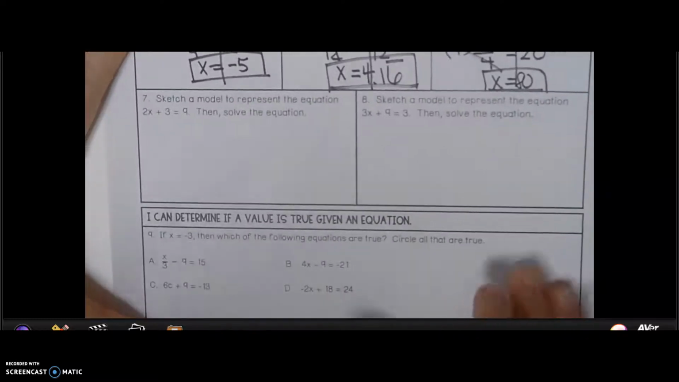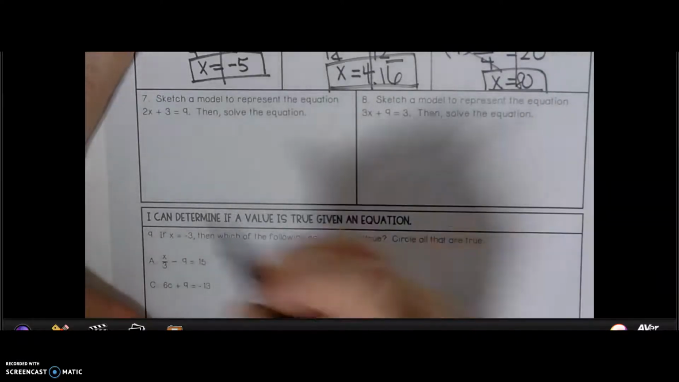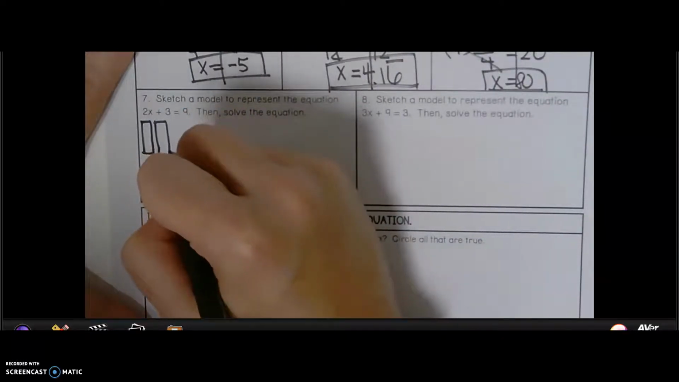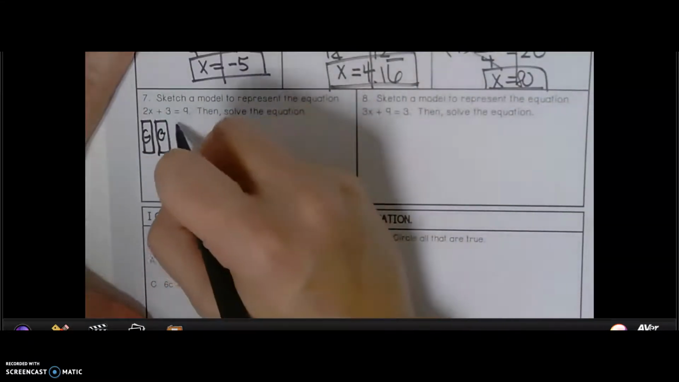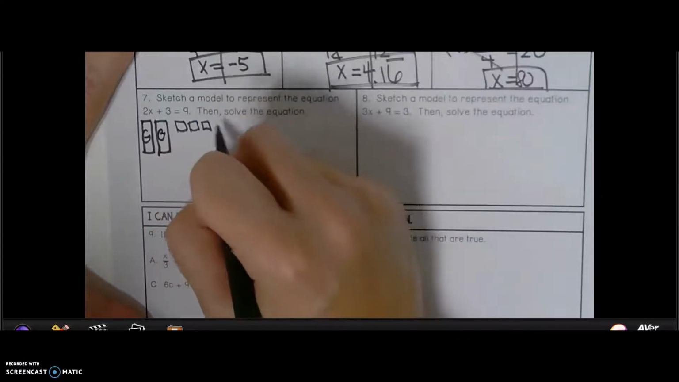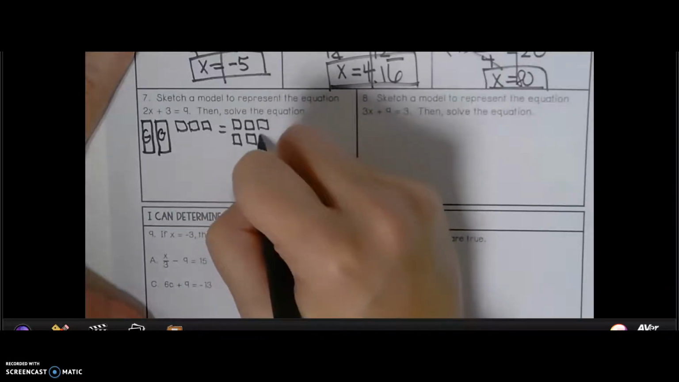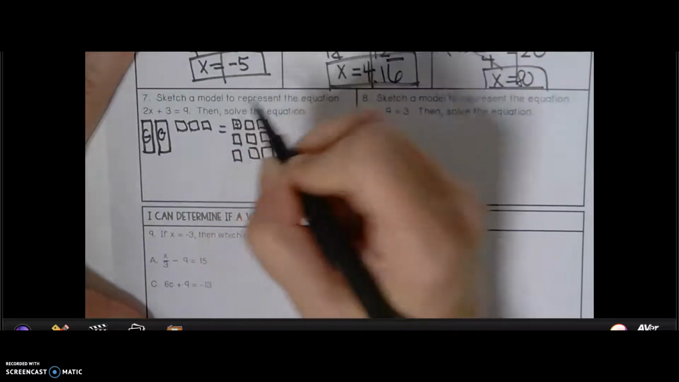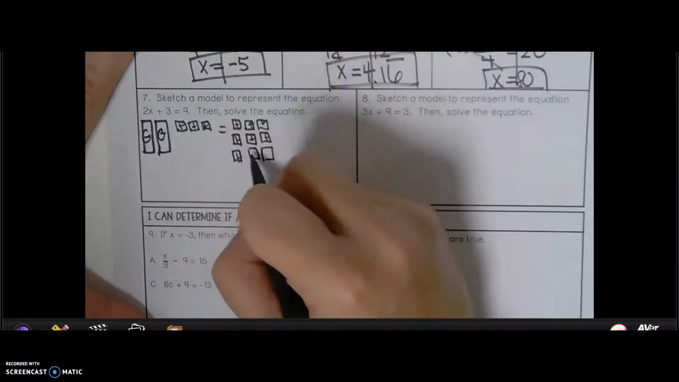Now it asks us to, sorry, let me get my paper all on the screen correctly. Sketch a model to represent the equation 2x plus 3 is equal to 9, then solve the equation. If we were talking about algebra tiles, remember this would be 2 positive x's, so these would be greens. And then this would be 3 yellows is equal to 9. These would all be yellow because they are positive. You can either write a y on them or you can put a positive sign on them, whatever is easier for you, because this is just a model. We're still going to solve it here in a second.